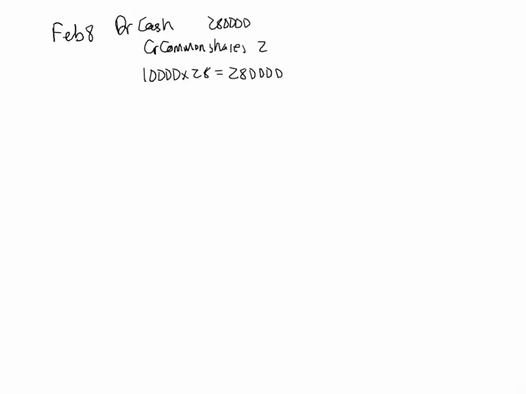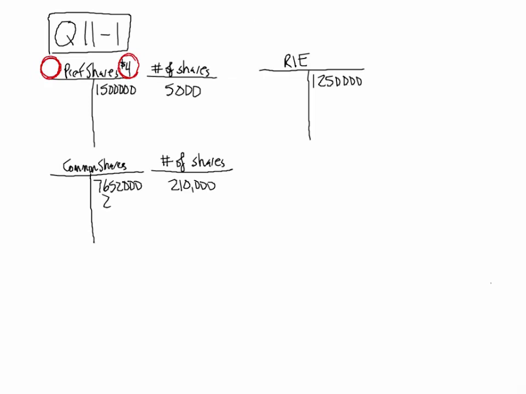So on February 8th, the company sold 10,000 common shares for $28 each. So 10,000 common shares times 28 is equal to $280,000. So what did we get? We got cash of $280,000. And of course, when I say we, I mean the company. And what did we give away? We gave away ownership in the company in the form of common shares, $280,000. So now over here, we've got $280,000, which now becomes the historical cost of those shares, and the number of shares is 10,000.